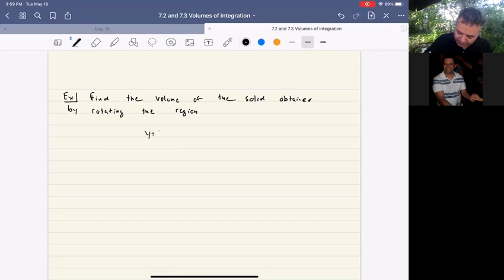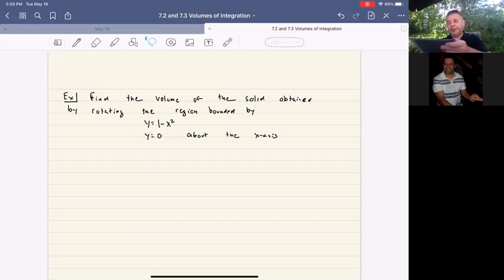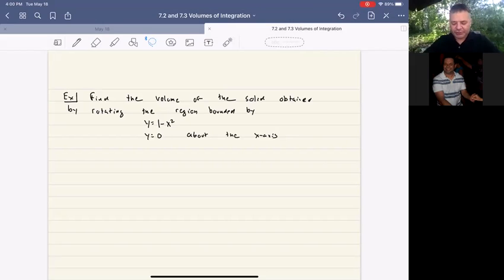The region bounded by y equals 1 minus x squared, y equals 0, about the x-axis. Okay? So, again, one of the first things I'm going to tell you is we should always be drawing these pictures. Okay, so let's draw a picture of the region here.